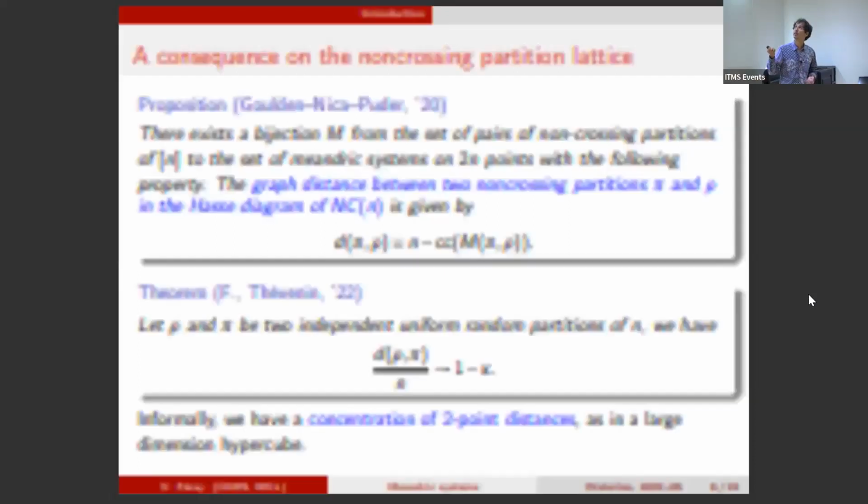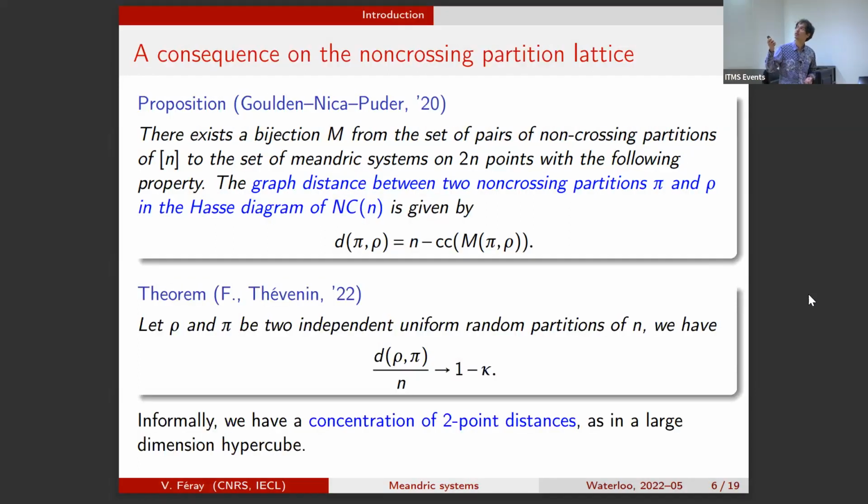And because of that, the theorem that I just stated, which says this is concentrated around kappa times n, tells you that this distance is concentrated around n times 1 minus kappa. To say it otherwise, if you take two independent uniform non-crossing partitions and divide by n their distance in the Hasse diagram, this tends to 1 minus kappa.